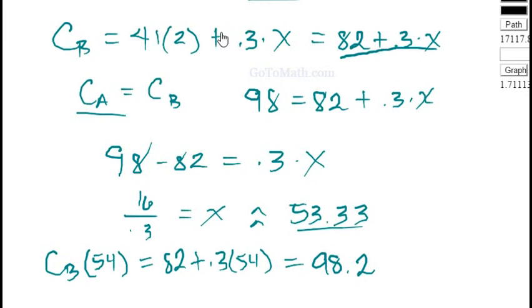So as you can see, actually, it's cheaper to go this route if you're going over this amount.